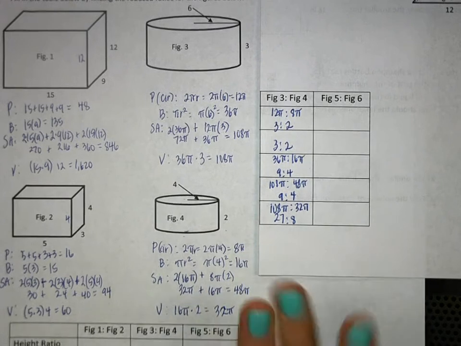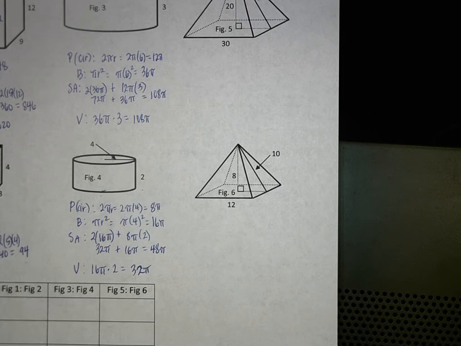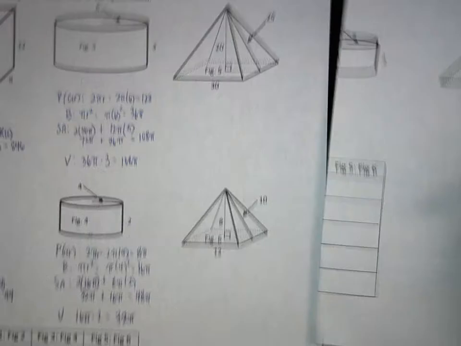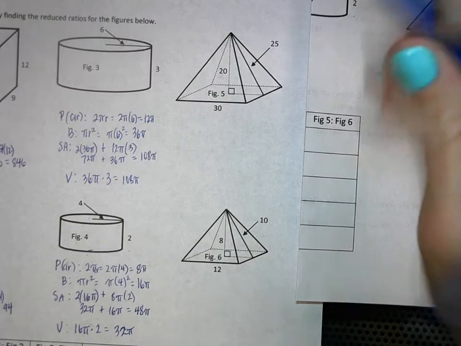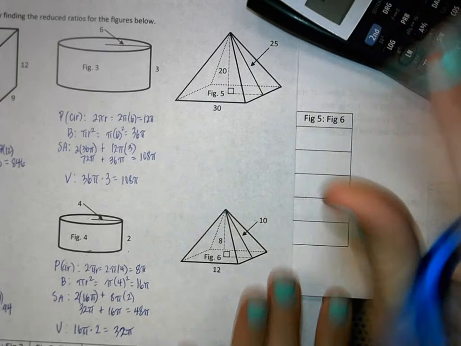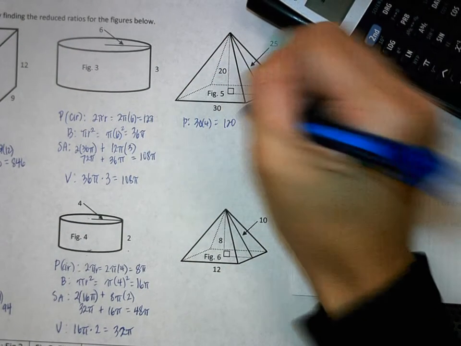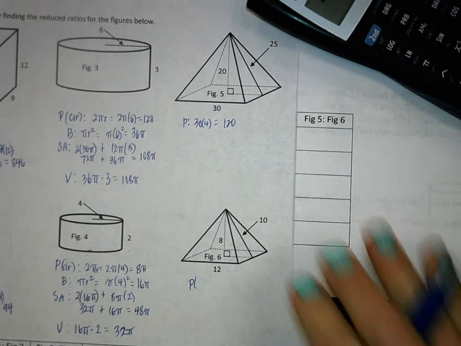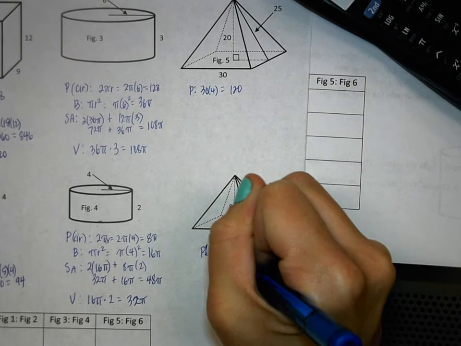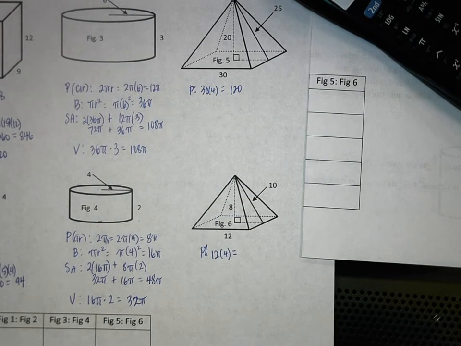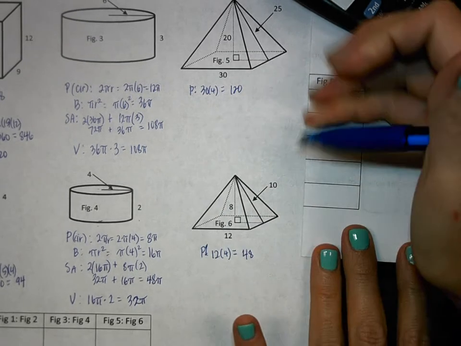Okay, figures 5 and 6. First of all, perimeter of your base. So this is a square. And so the perimeter of the base on figure 5 is going to be what? 30 times 4, which is 120. The perimeter of my base on figure 6 is going to be 12 times 4, which is, tough one, okay, 48.